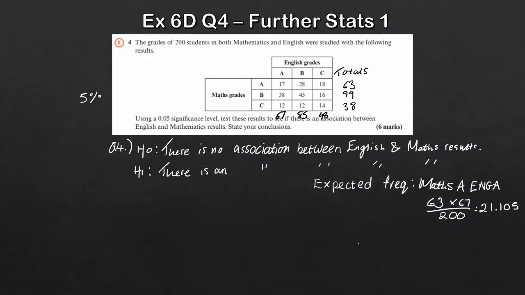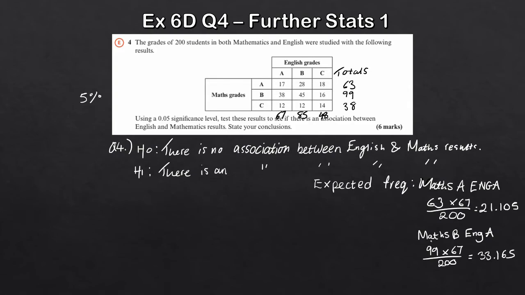Let's work out another one just so you can see the method again. If I wanted, for example, Maths grade B and say English A, what would that be? Well, that would be 99 because we're along the Maths B row here. So 99 times English A, which is this column, so times 67 again. And you always divide by 200 because that's your total here. Put that on your calculator and you'll get 33.165.